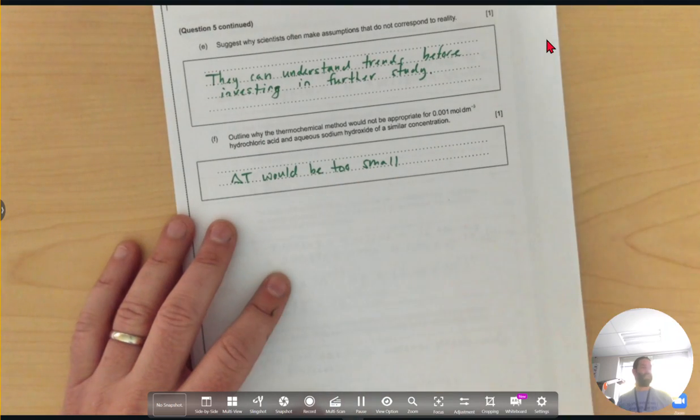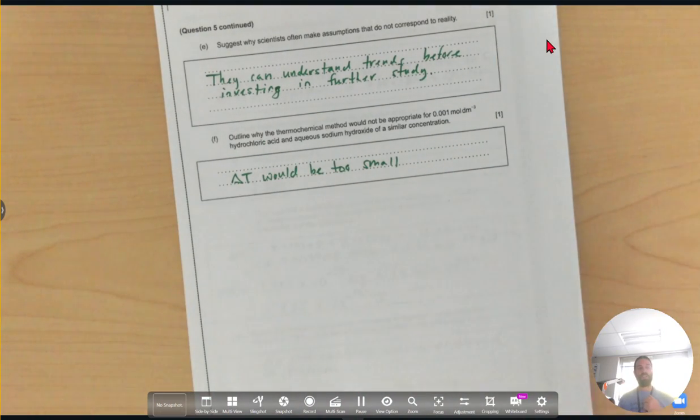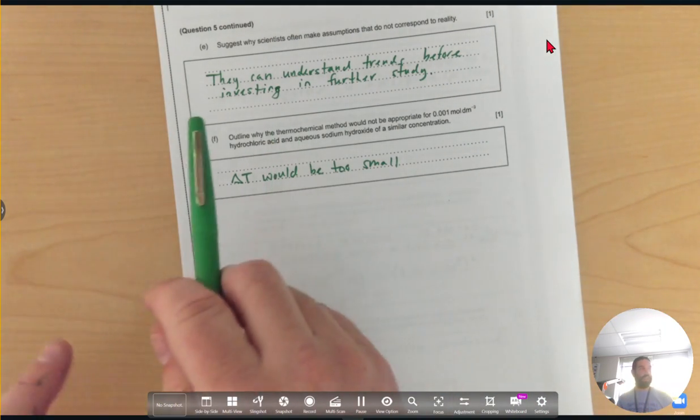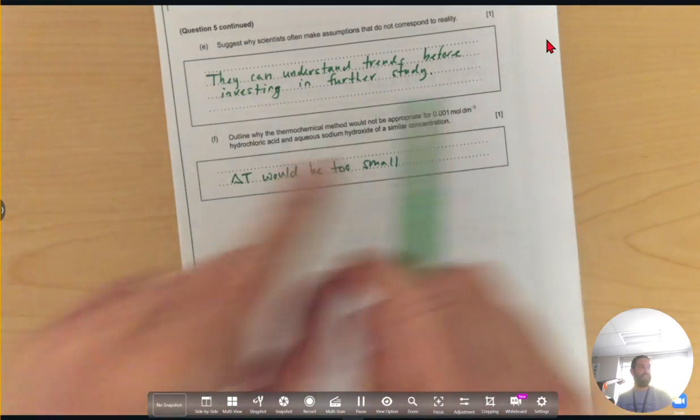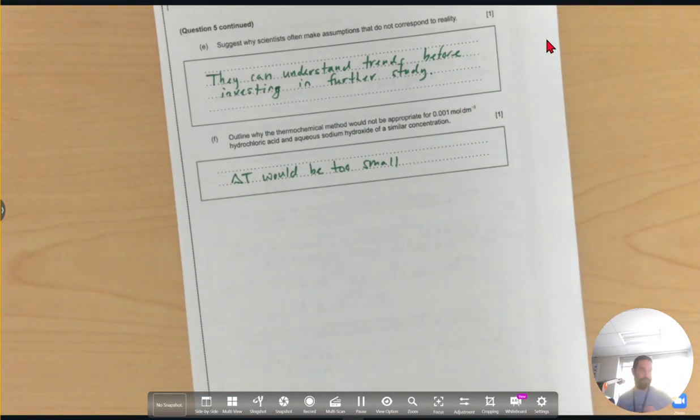And then why do we make these assumptions? Well, if you want to really investigate something, it kind of helps to do some experimentation in a more simple way beforehand, right? So if we make these kinds of assumptions, it can help scientists understand a trend before investing in it further.